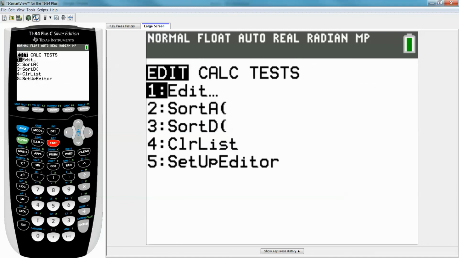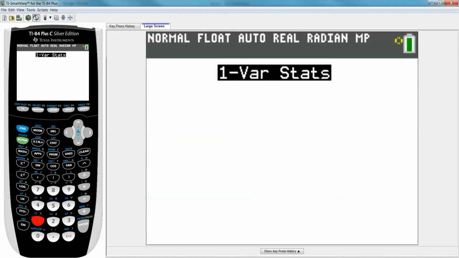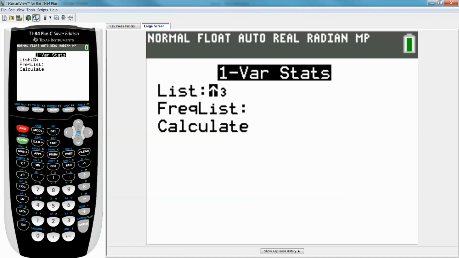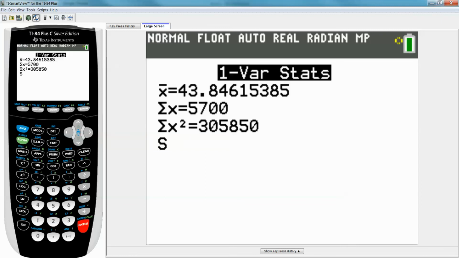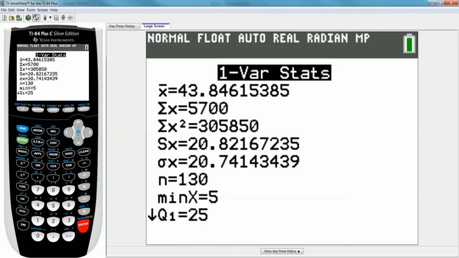Then you press Stat, go to Calculate, pick number 1. Your list is in L1, so you press second 1, there's your list. And your frequency list, so your midpoints are L1, and your frequencies were second L2. Press Enter, down to Calculate. There's 43.8, that's the mean up top. There's sigma x, 20.74, and that's the one you'd use because this was a population.